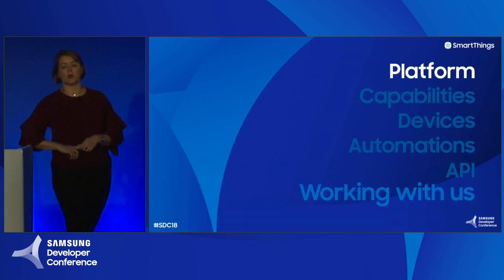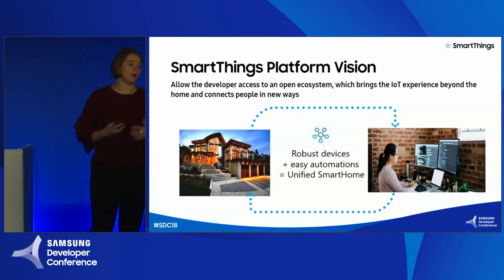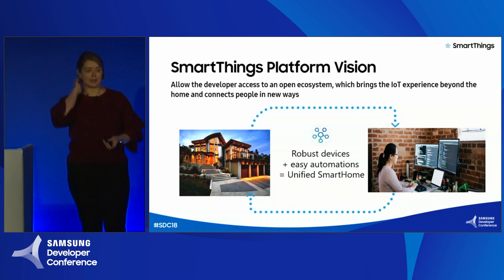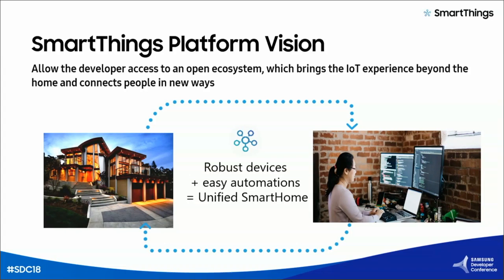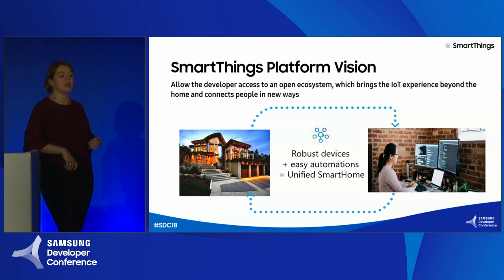So jumping in and getting started with an overview of the platform. The SmartThings vision on what we want the platform to be is to truly allow developer access to an open ecosystem. One of the things that we heard this morning was a lot of conversation about open ecosystems, open platforms, third-party developers, and working with them, and that's part of the SmartThings goal. The idea is that we would extend the IoT experience beyond the home and connect people in new ways that maybe haven't been thought of before, and that's what we look to developer communities to help us with. In the simplest terms, it's making sure that we have a series of robust devices, easy automations, and a unified smart home.